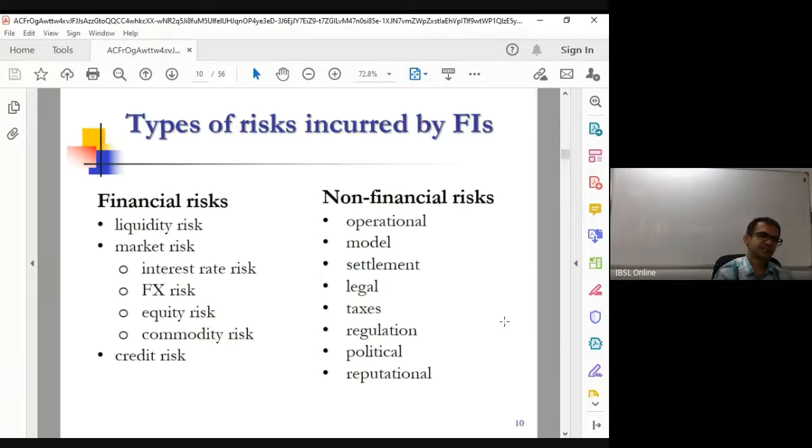Then the legal risk. As financial institutions, we enter into a lot of legal contracts. It may be with individuals, or with other banks, other corporates, or maybe with service providers.